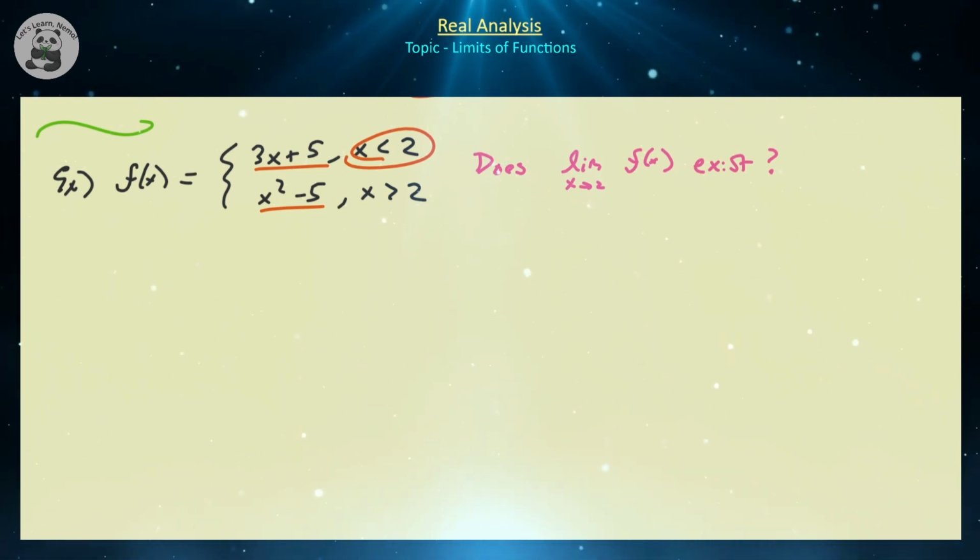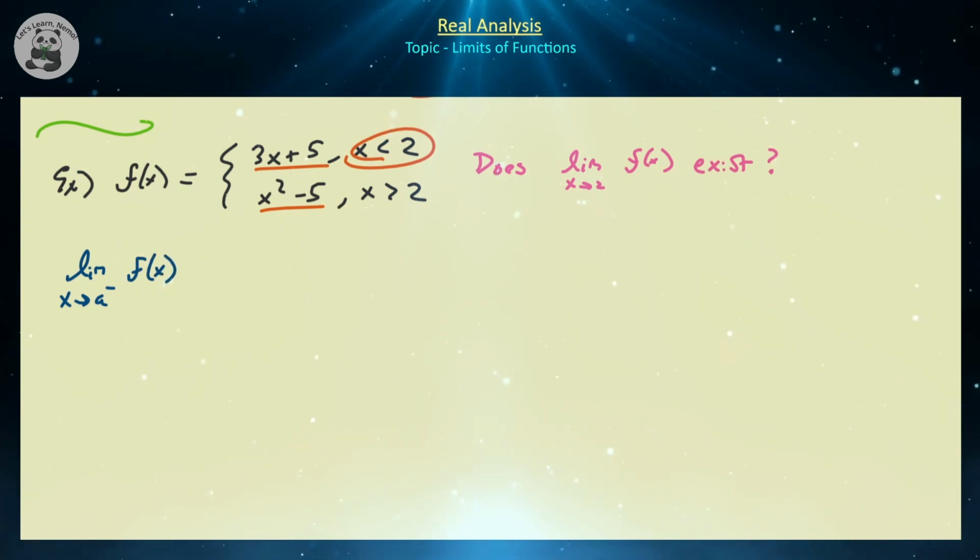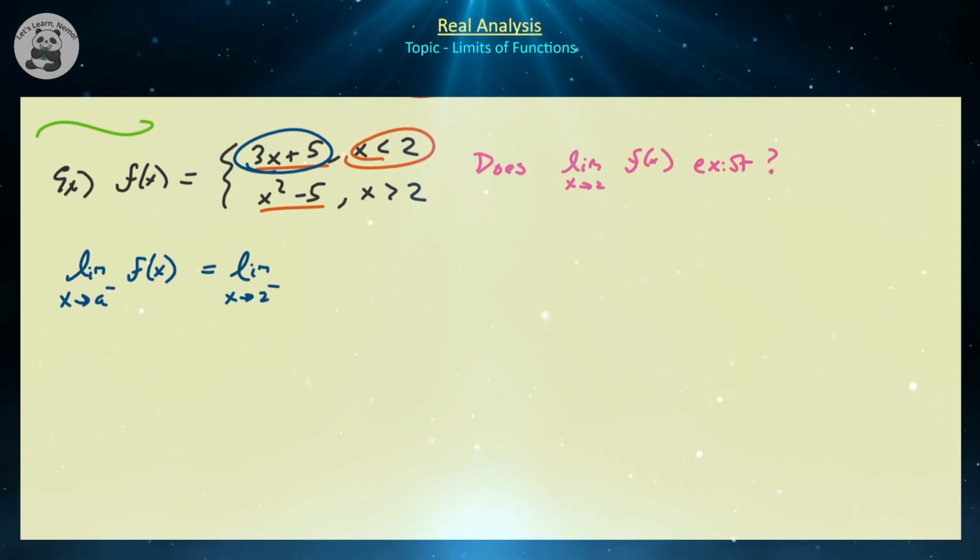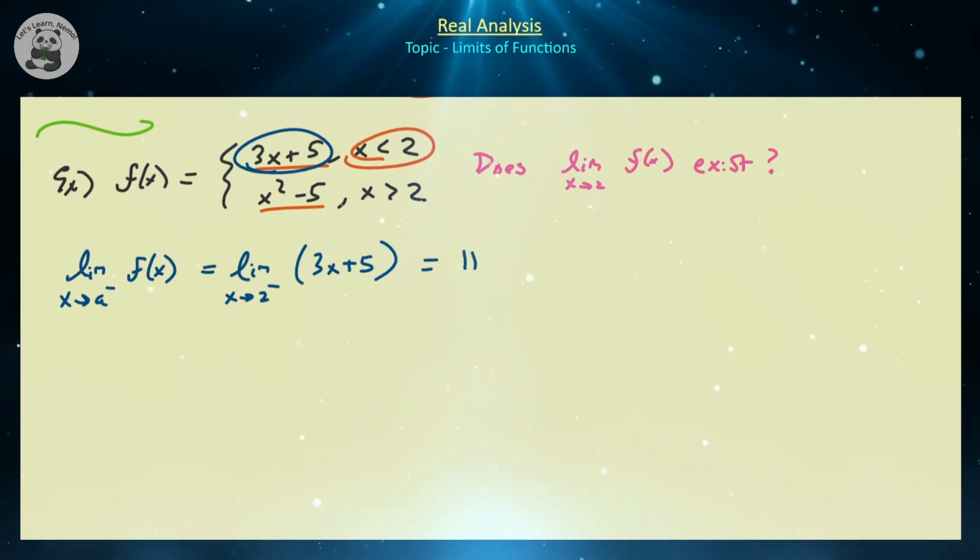Let's look at the left-hand side. The limit as x approaches a from the left-hand side is practically equal to the limit of 3x plus 5. So what is the limit of 3x plus 5 as x gets close to 2? This is equal to the limit as x approaches 2 from the left of 3x plus 5. That's going to be equal to 3 times 2, which is 6, plus 5, which is equal to 11. And you can prove this formula using the delta-epsilon definition, similar to what we did before.